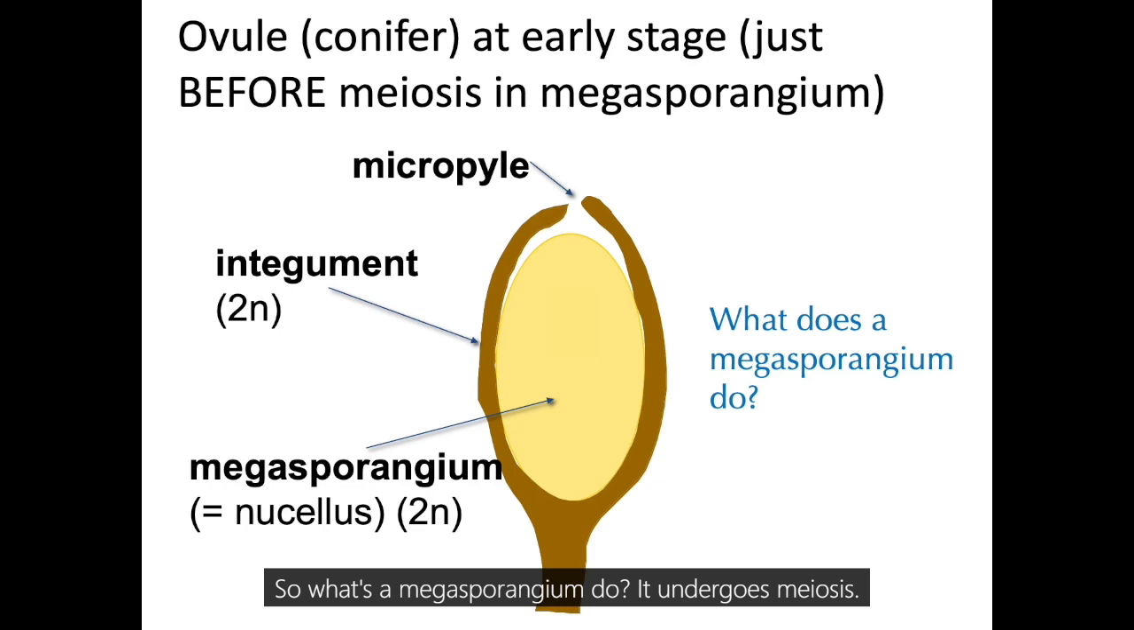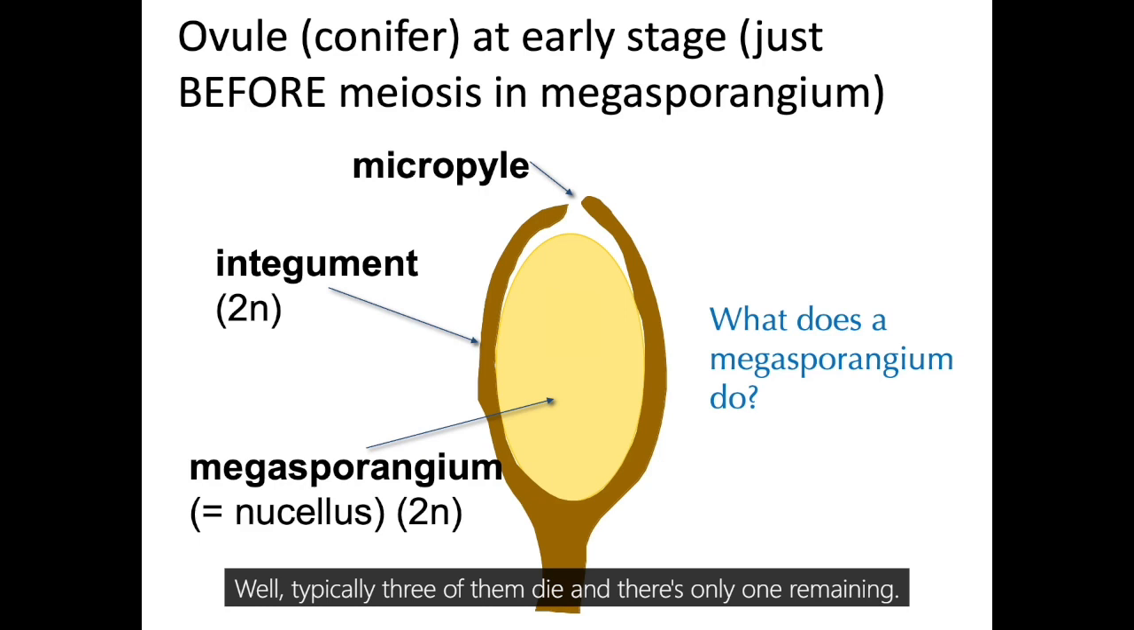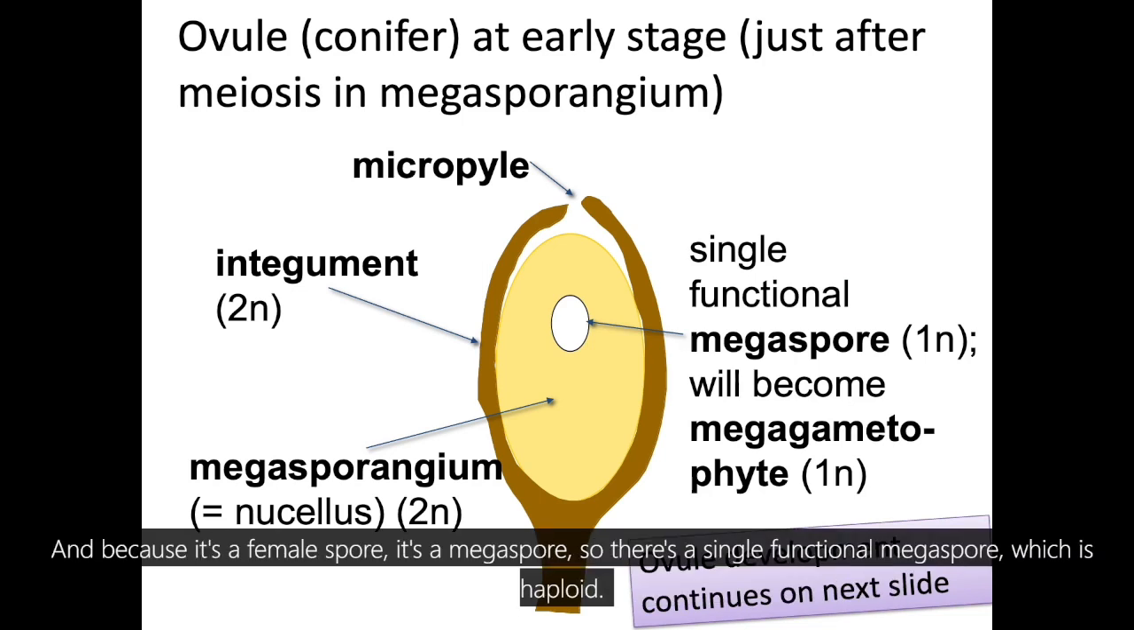So what's a megasporangium do? It undergoes meiosis. So if there's a diploid cell in that megasporangium that's going to undergo meiosis, it's going to make 4 products, right? Well, typically 3 of them die, and there's only 1 remaining. So what you have is the 1 remaining product that is a spore. And because it's a female spore, it's a megaspore.